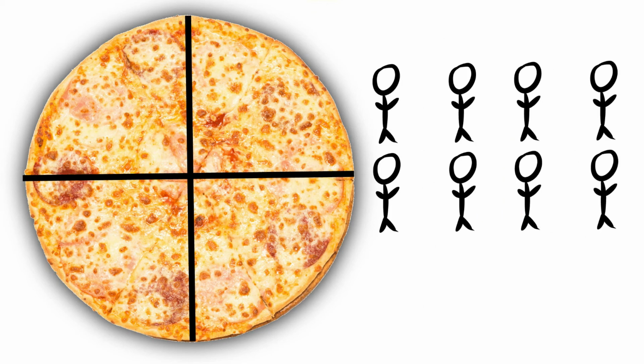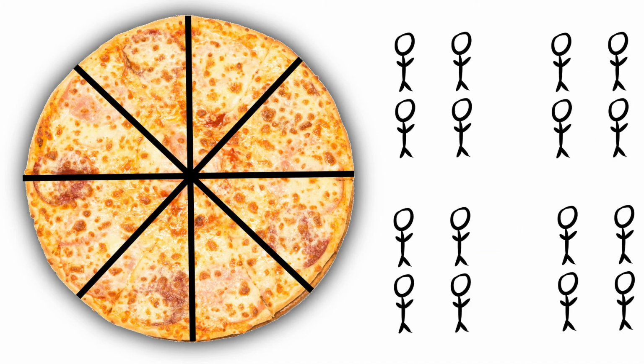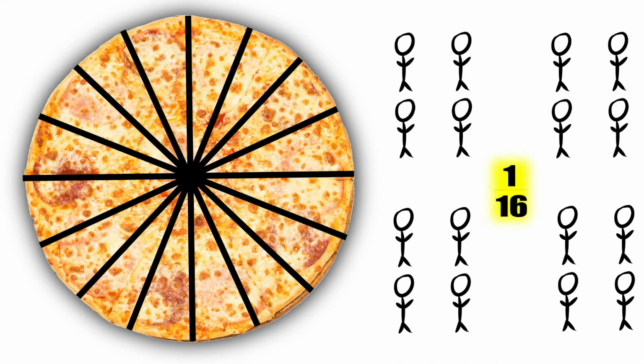If 8 people want to eat an equal amount of pizza, you would cut the pizza into 8 equal slices. So everyone is eating an eighth of the original pizza. If 16 people want to eat an equal amount of pizza, you will cut the pizza into 16 equal slices. So everyone is eating a 16th of the original pizza. This process can go on and can be applied to musical notes and rhythms.